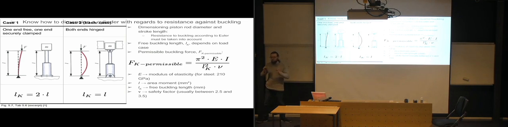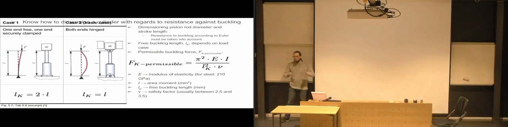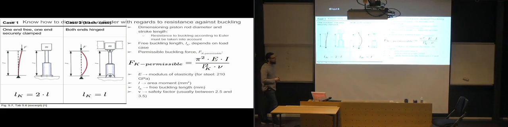But what's usually done when you're using cylinders is that you have hinges on them. That's at least what I've seen the most of, that you use a hinged system in both ends. And that means that you get a free buckling length that is the same length as your rod, so the same length as your cylinder. So that's what you're going to have to look at when you're doing a calculation directly.